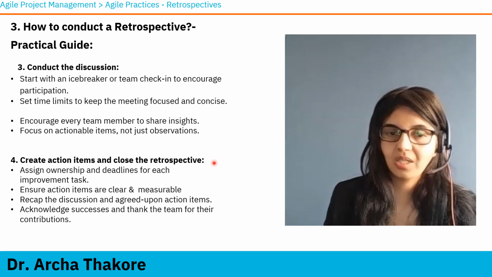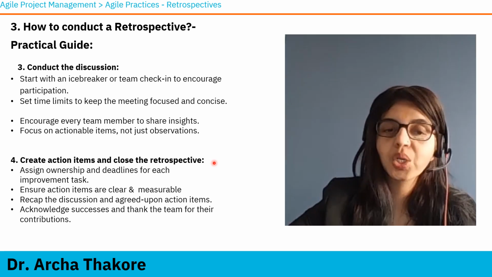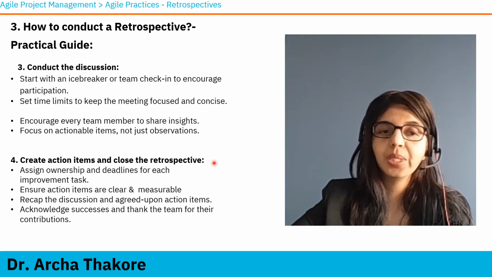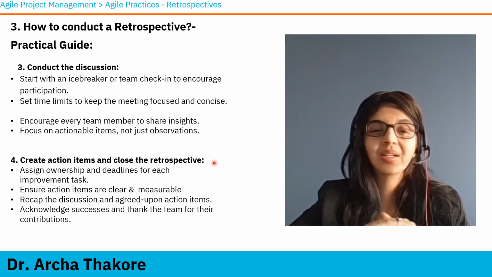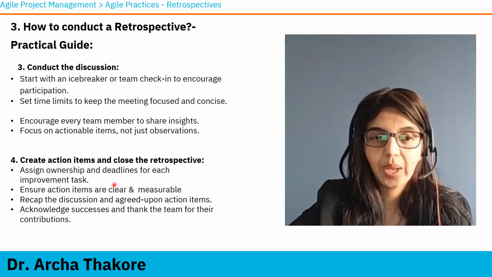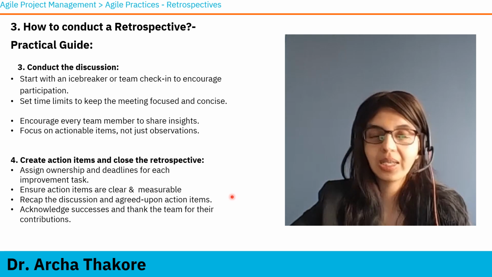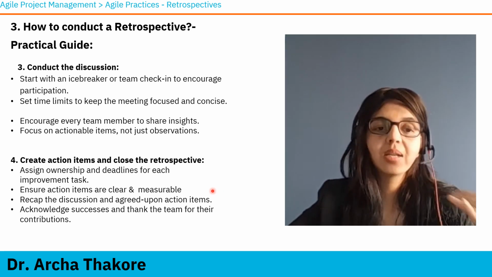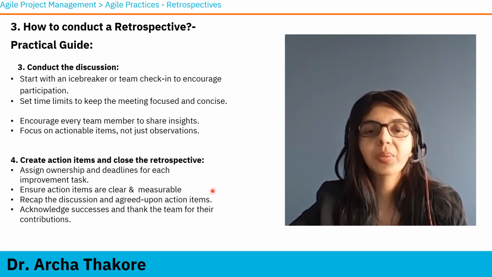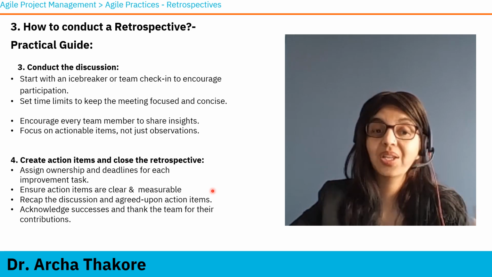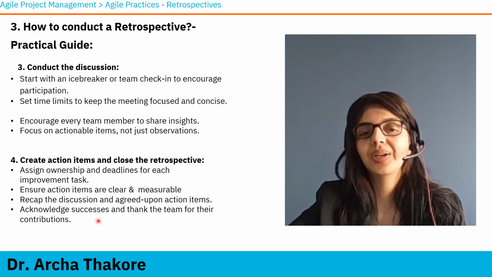So accountability needs to be there. So assign ownership and deadlines for each improvement. Ensure action items are clear and measurable. They shouldn't be vague. They should be specific and clearly understood by the team. Recap the discussion and agreed upon action items. Acknowledge success and thank the team for their contribution.